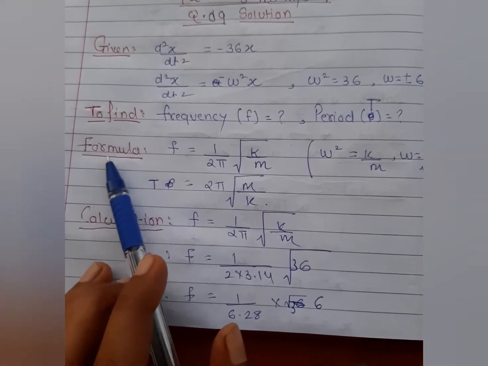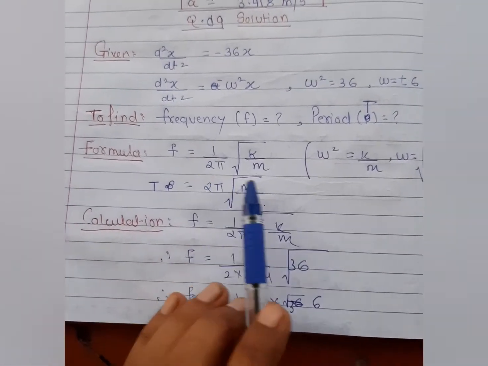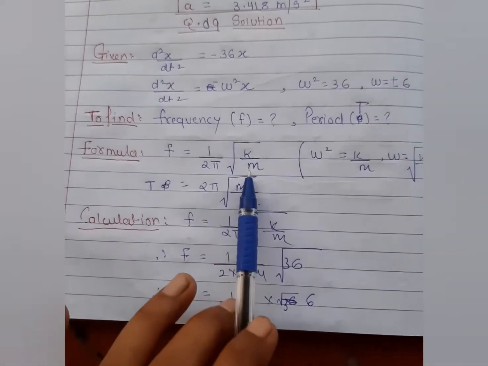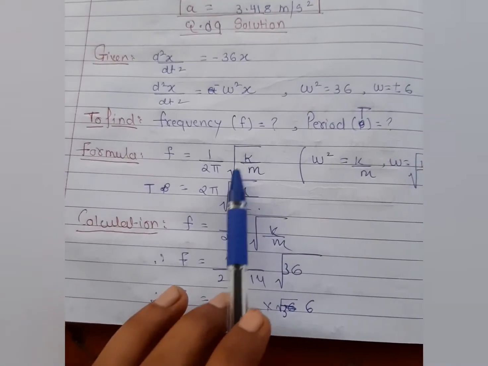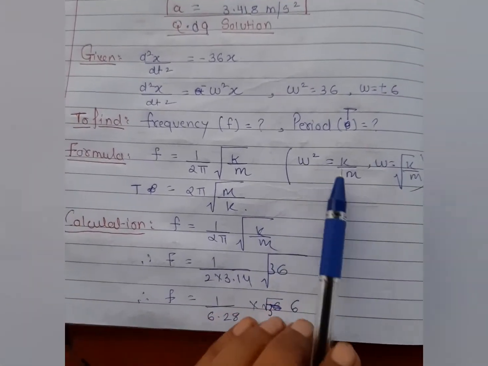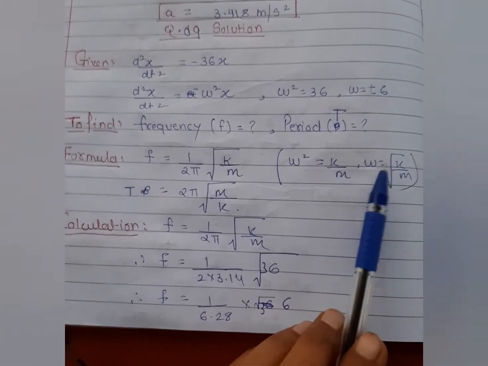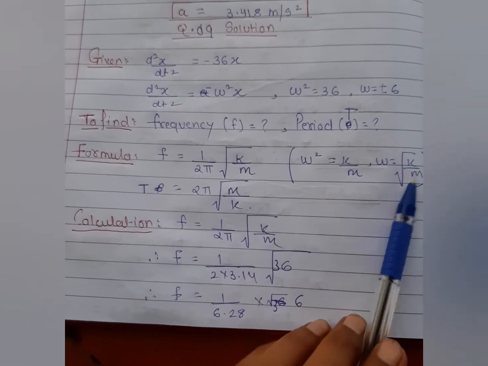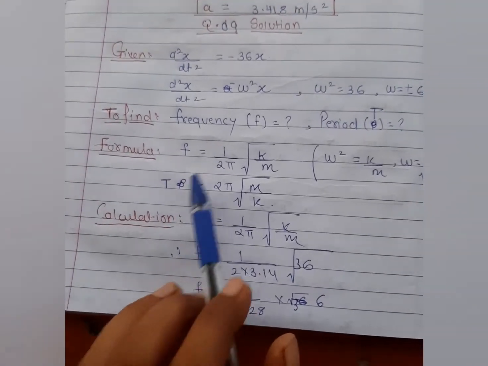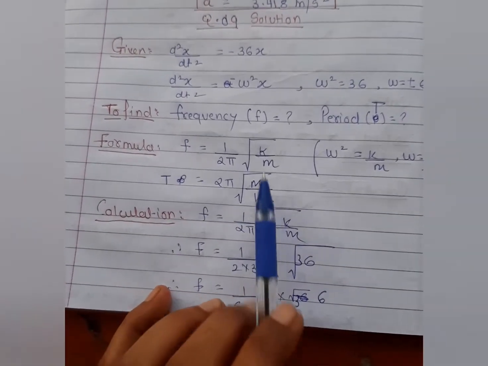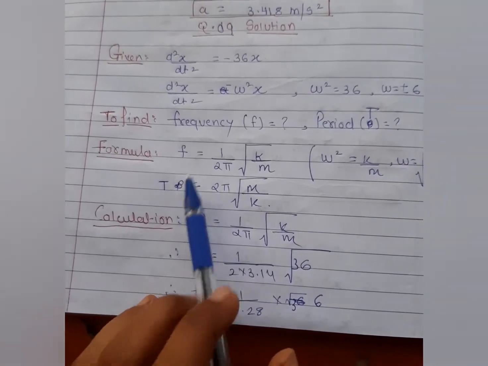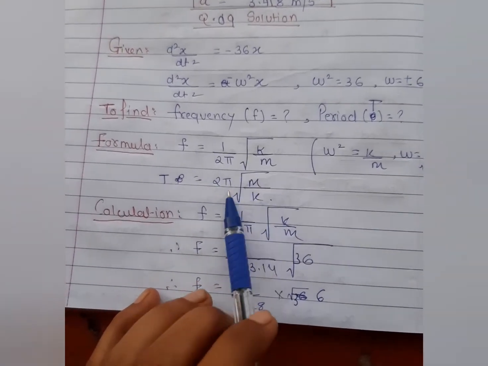We have the formula of frequency, f is equal to 1 upon 2 pi root of k by m, as you know very well, students. Here omega square is k by m, as we know it very well in the derivations. Omega is equal to root of k by m. Clear? And the time period is 2 pi root of m by k, because frequency and time period are reciprocal of each other. So these conditions are opposite.